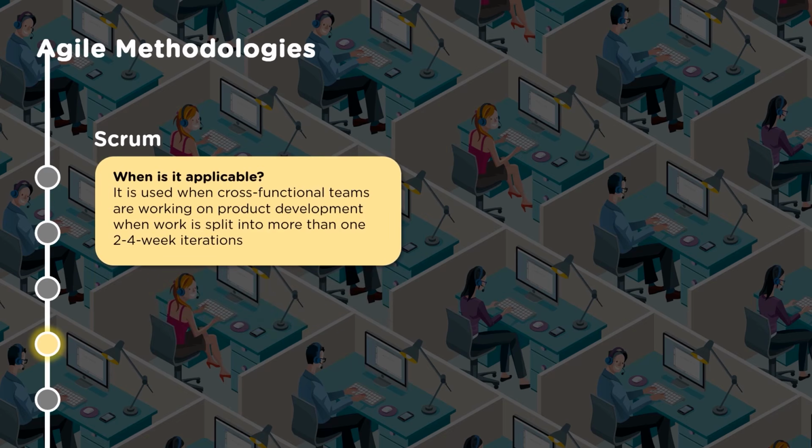When is it applicable? It is used when cross-functional teams are working on product development, when work is split into 2 to 4 week iterations. These iterations are called sprints, small time-boxed iterations. This will also help in accomplishing the results, provides that flexibility and the ability to move faster.